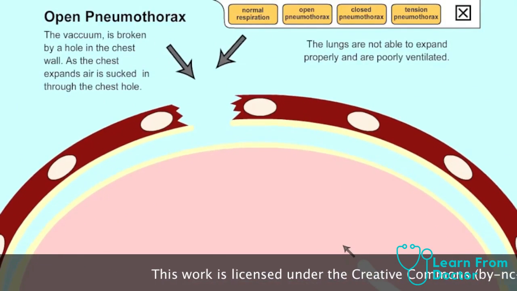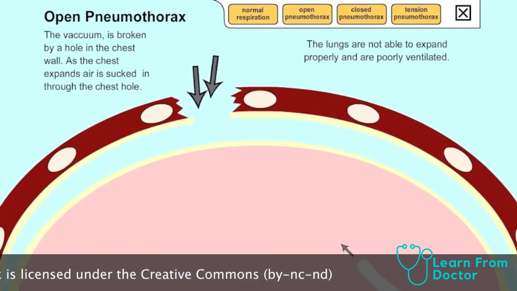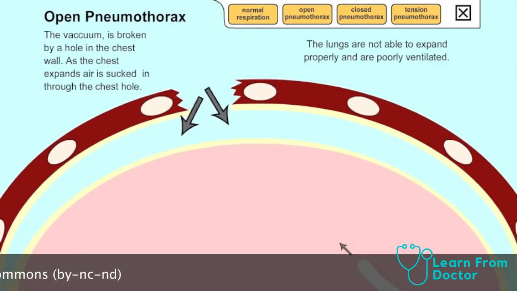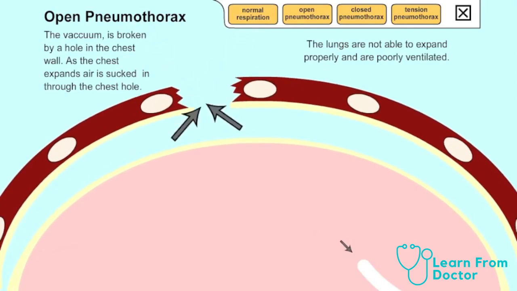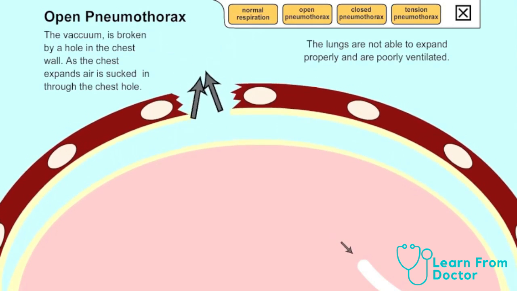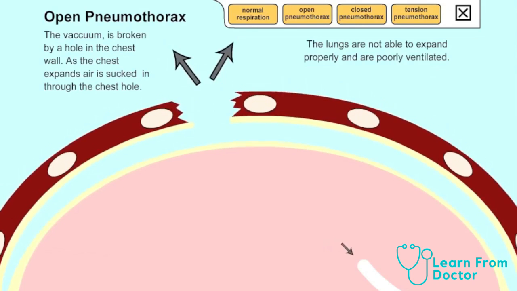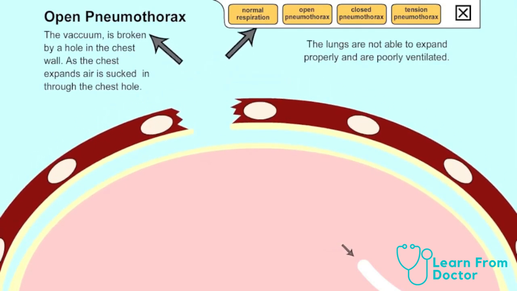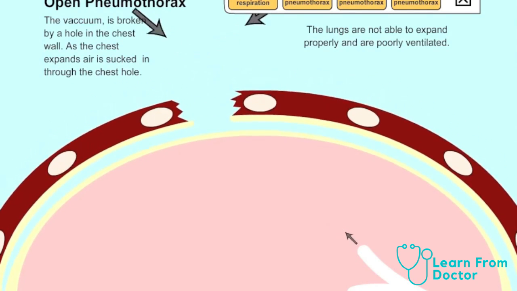Now, when we have an open pneumothorax, we actually have a penetrating wound or an area where the air can get from the outside into the lungs. What has occurred is that the vacuum that we rely on to allow pressure has now been basically ruptured. It's no longer there. And as the chest expands, air is sucked in through the hole in the chest, and the lungs are not able to expand properly, and they're very poorly ventilated.